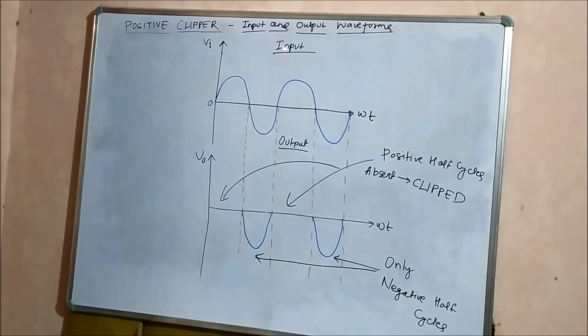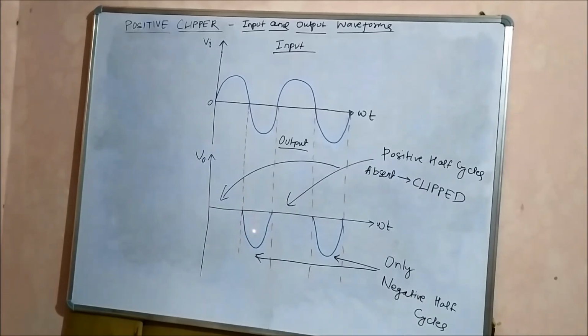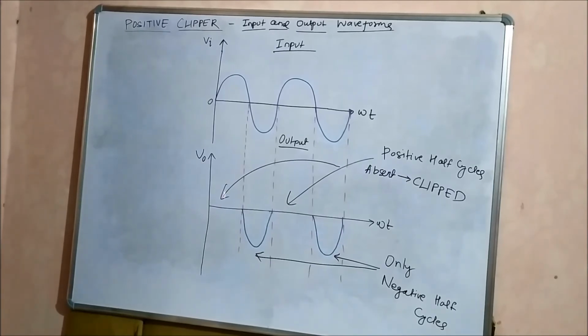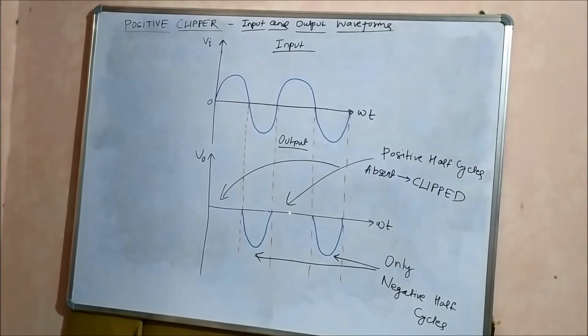But during the negative half cycle of the input, the output is the same as that of the input, exactly the same shape as the input. Then again, when the positive half cycle appears on the input side, the output is again 0. Again, during the negative half cycle, the output is the same as that of the input. So in the output, the entire positive half cycles are missing, and we only get the negative half cycles.